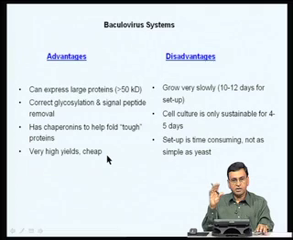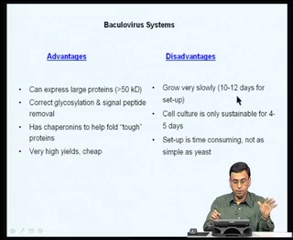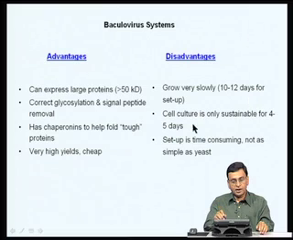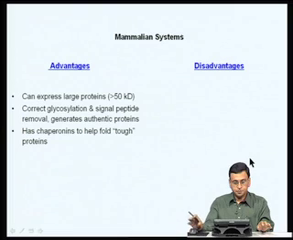But certain disadvantages of the insect expression systems are, they cannot grow as rapidly as yeast cells, so the growth is much slower. It takes about 10 to 12 days to set up the entire system, and the cell culture is only sustainable for 4 to 5 days. The setup is time consuming, and it is not as simple an expression system as that of yeast. So there are certain disadvantages.